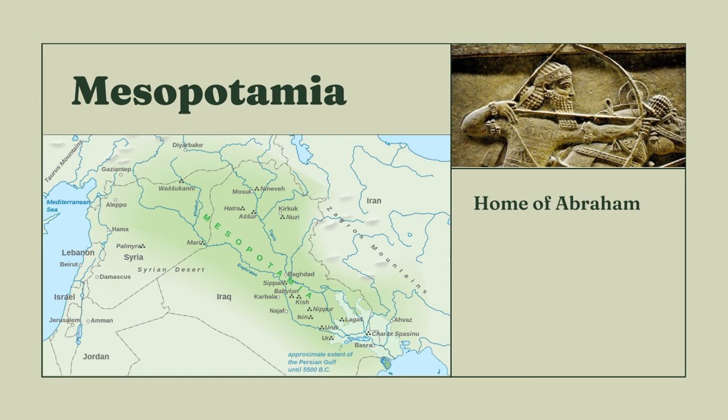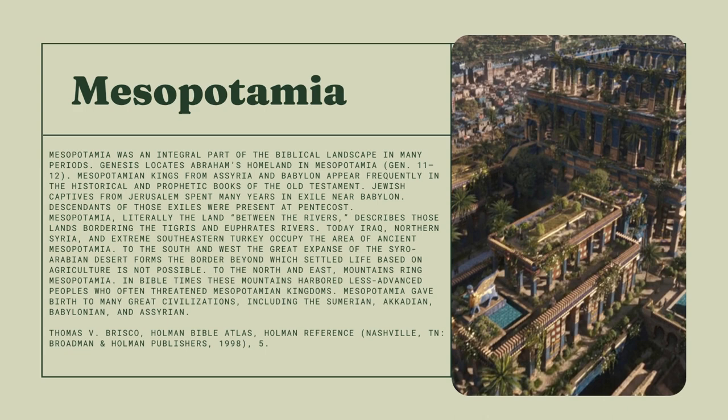But now we're talking about the origins of civilization, the beginning of civilization. And this is more of a geographical area, not necessarily that it all is fertile, although it is in the Fertile Crescent. So with Mesopotamia, it was an integral part of the biblical landscape in many periods. You have things like the home location of Abraham found in Mesopotamia. You're going to have the children of Israel in exile. You're going to have the origin again of the Garden of Eden between those two rivers, two mighty rivers.